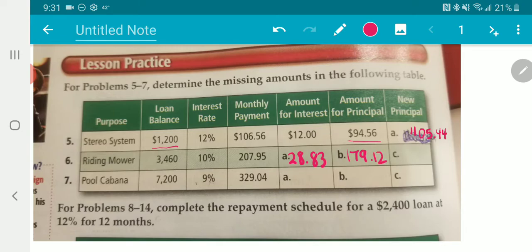And now again, I can find my new principal by taking that amount for the principal and taking it away from my loan balance right here. So that's 3,460 minus 179.12. So my new balance is 3,280 and 88 cents. You could follow this same process to solve for number 7. And your answers for number 7 are shown below right there.